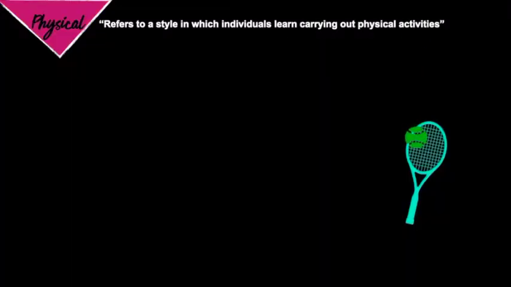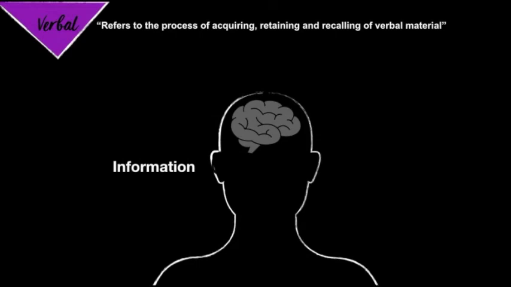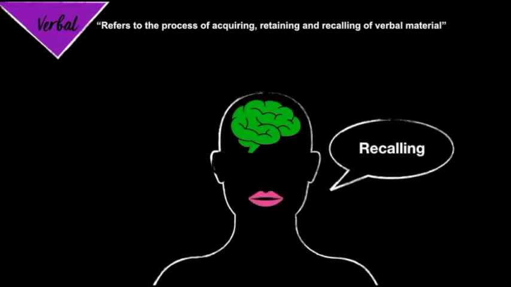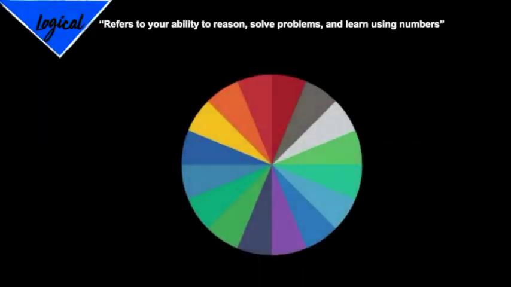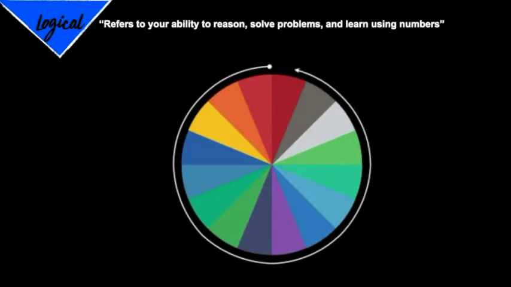Physical is a style in which individuals learn through carrying out physical activities. Verbal refers to the process of acquiring, retaining, and recalling verbal materials. Logical refers to a learner's ability to solve problems and learn through using numbers.